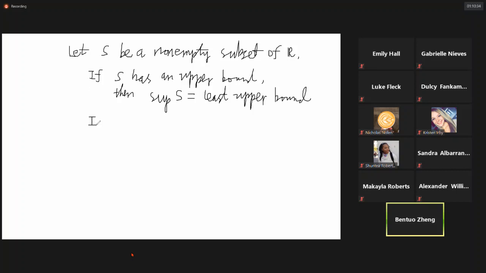And if S has no upper bound, then we write the supremum of S to be infinity. The supremum of S is equal to infinity.